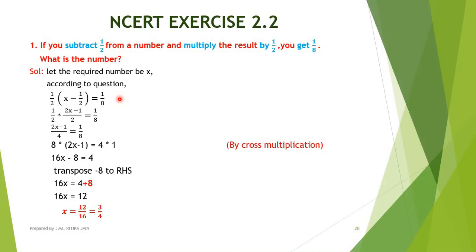Okay, now we will solve it. So first of all, we will take LCM. LCM will be 2. (2x minus 1) into half equals 1 by 8. So this will give you (2x minus 1) by 4 equals 1 by 8. Now cross multiply. So you will get 16x minus 8 equals 4. Now we'll transpose minus 8 to RHS. So it will become 16x equals 12, and x is multiplied by 16, so when it is transposed, it will go into the division. So it will become 12 by 16. On simplification, we will get 3 by 4.